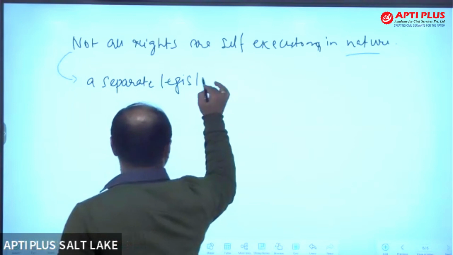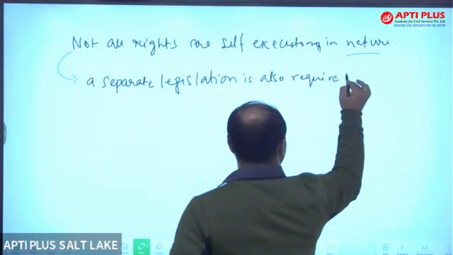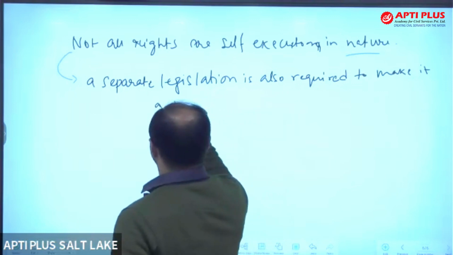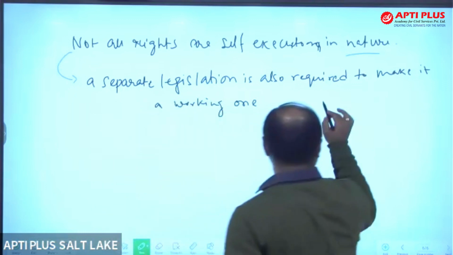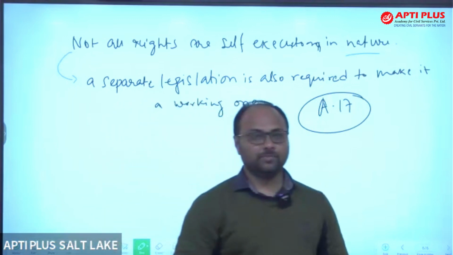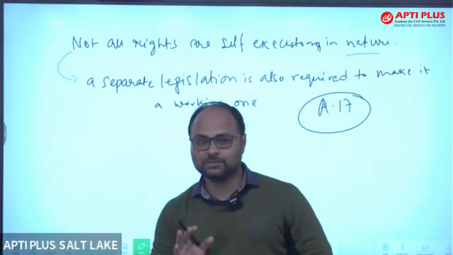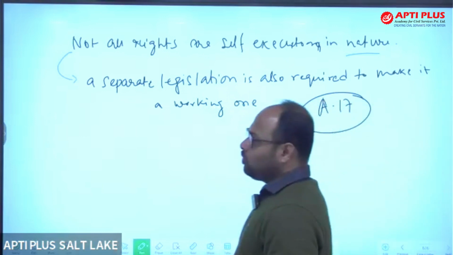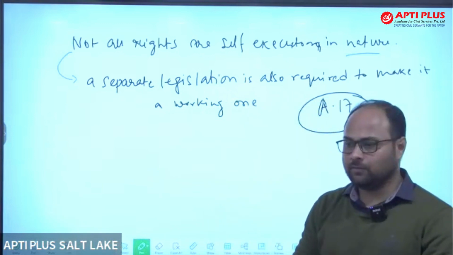Which means a separate legislation is also required to make it a working one. Just for example, we can say Article 17. Article 17 only talks about abolition of untouchability. The Constitution has just said that untouchability should be abolished, which means that no law has been made, or the Constitution has not given any sort of directions.